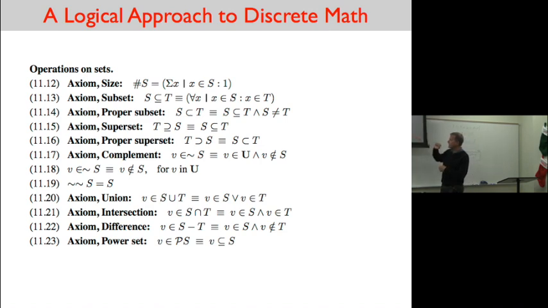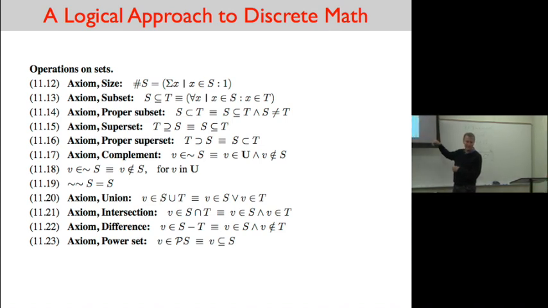It's a one-stepper, right? You start with the left-hand side. V is an element of the complement of S. And what would you do? 11.17, that'd be V is an element of U and V is not an element of S. But then V is an element of U is true, so true and then true and, yeah?